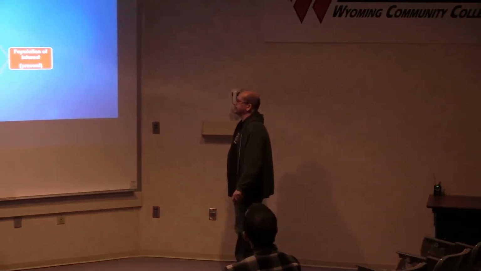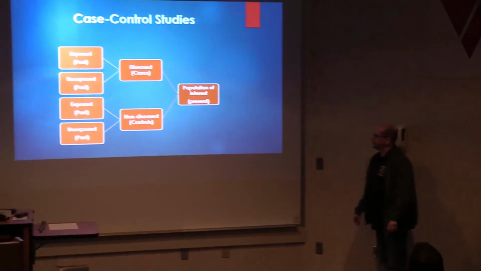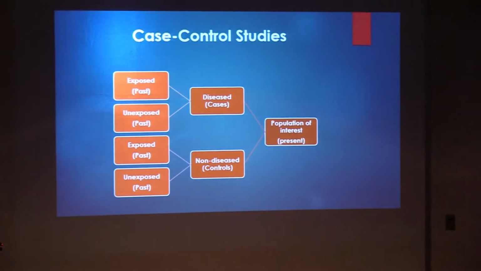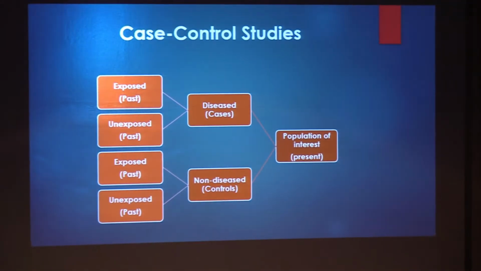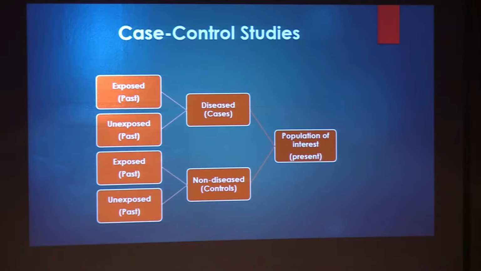Case control studies are a little bit different. We are going to focus on a population of interest. And in this case, we already know who is diseased and who is not. So we have cases and controls. Now we have to go back in time and figure out who was exposed and who was not exposed to a risk factor that I'm focused on, whatever that may be.